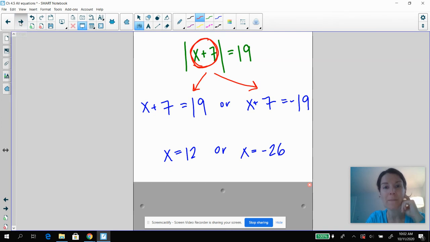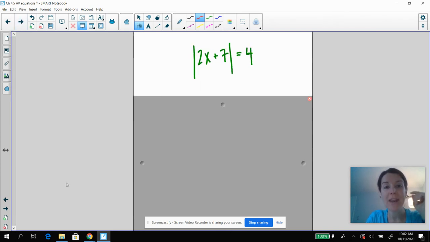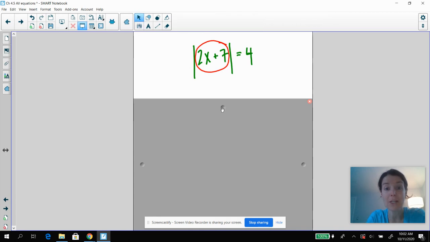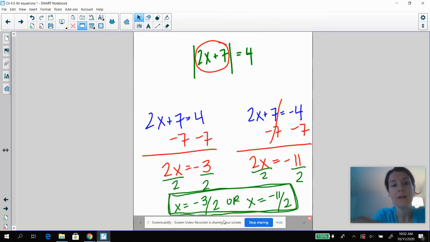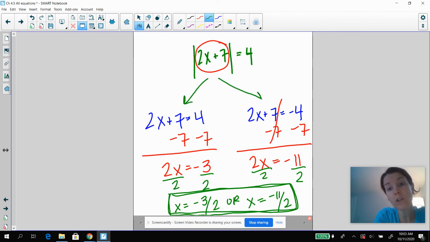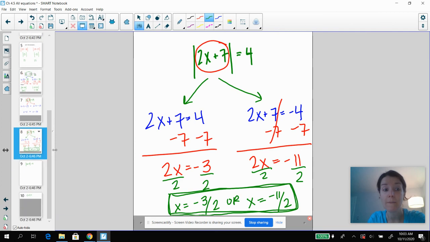All right, here we go, next one. Now pause the video again, try it. Okay, we're back. So this one, don't be intimidated. We still have something within the pipes that is equal to positive 4. So you're going to set up two equations. You know that 2x plus 7 equals positive 4, or 2x plus 7 equals negative 4. Solve, and you get x equals negative 3 halves, or x equals negative 11 halves. Now remember, you can leave things as top heavy as long as they're fully reduced.